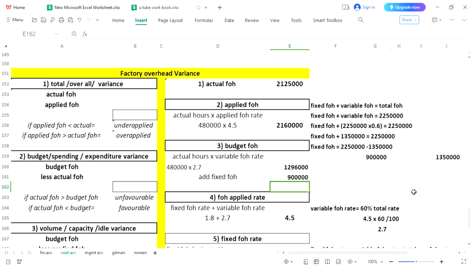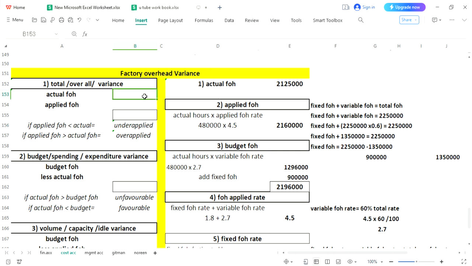You will add both elements to calculate budget FH. First, 12,96,000, and you need to add 9 lakh. So you have got your budget FH as well. Now all three FH figures which were needed to calculate your variances are present here. So you can now proceed to calculate your variance.